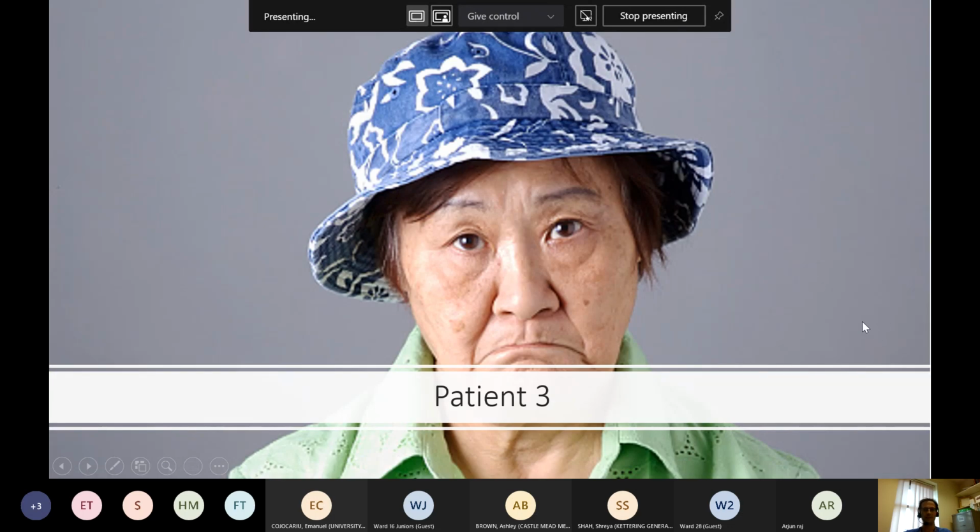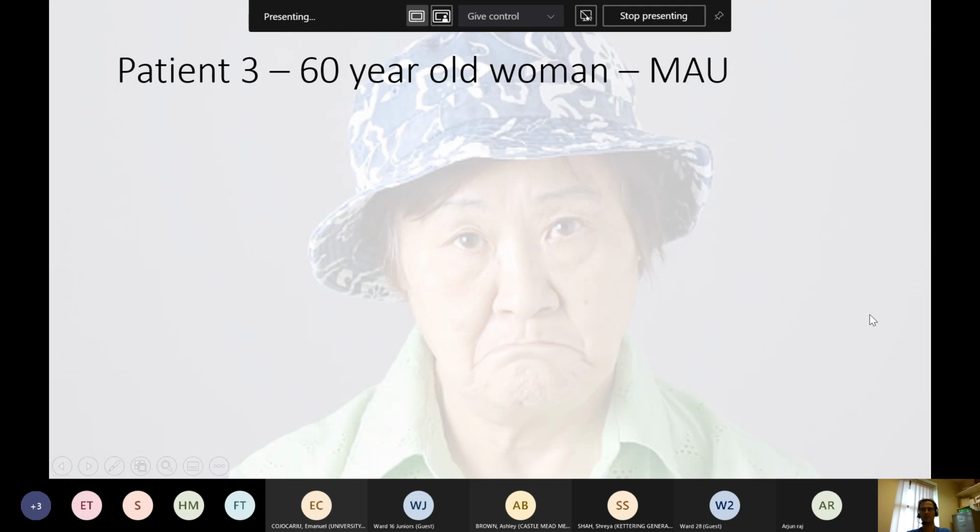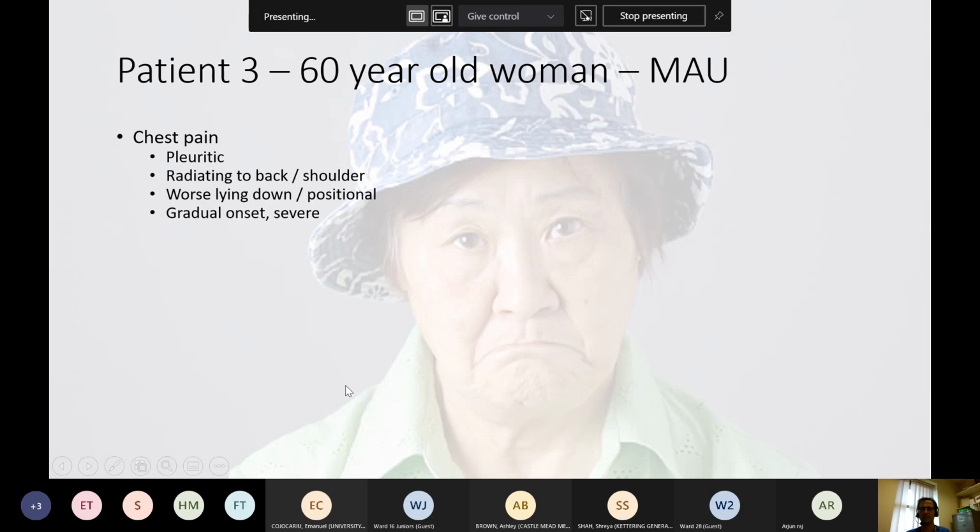Patient 3. So this lady, this time round, imagine you're seeing her in the medical admissions unit, or imagine that you're seeing her in your general practice and she's come to see you because she's developed chest pain. And you ask her your usual Socrates or your usual chest pain questions, and she tells you that it's pleuritic and that it radiates to the back of the shoulder, and there are some positional elements to it. And she tells you that it came on gradually, and it's pretty severe. What are your thoughts about this chest pain?